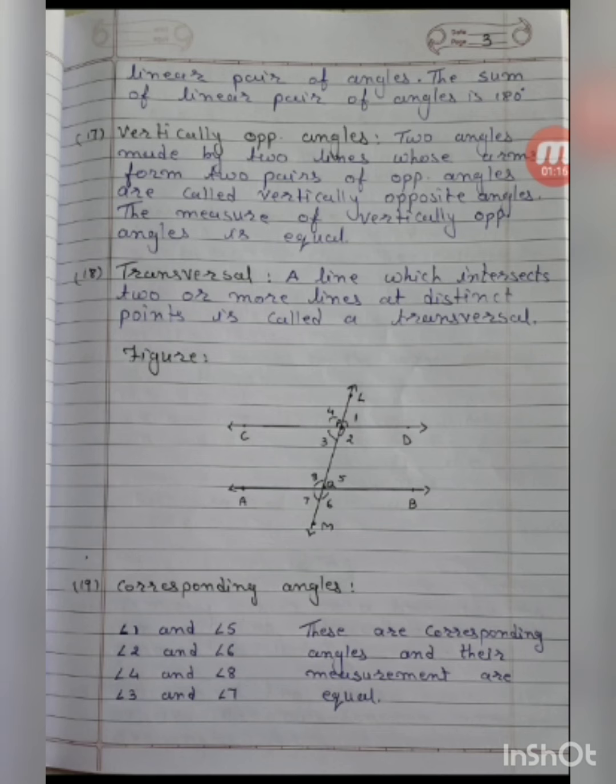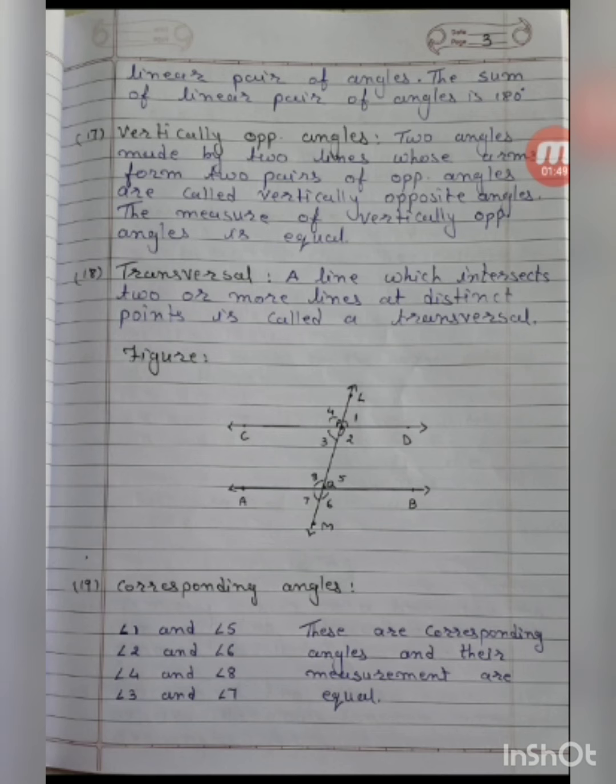Now 17th, vertically opposite angles. Two angles made by two lines whose arms form two pairs of opposite angles are called vertically opposite angles. The measure of vertically opposite angles is equal. Here, when you draw two lines that intersect, you can say that these opposite angles are equal.